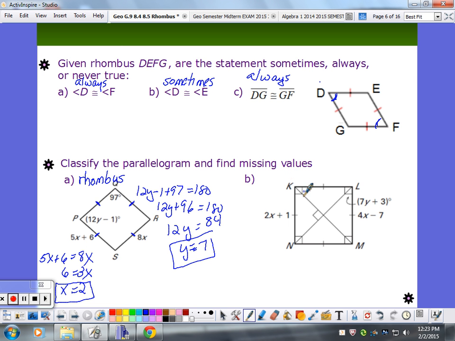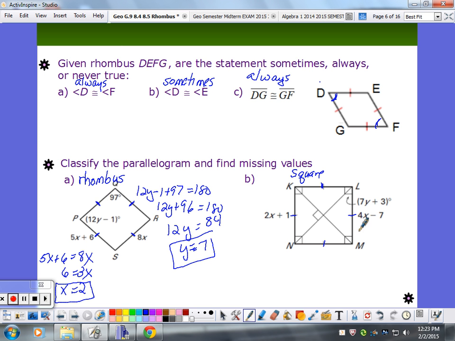This is what kind of a parallelogram? Well, what's the best one? The one that is most descriptive. Most descriptive. Square. And it's a square because I've got all congruent sides, so that gives me the rhombus part of it, and I've got four right angles, the rectangle part of it, so that's a square.